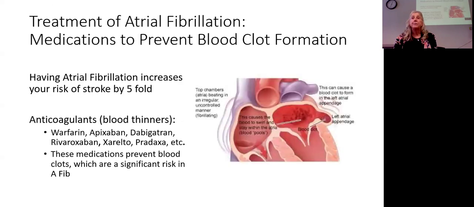So treatment of atrial fibrillation, we've talked about controlling the rhythm. We talked about controlling the rate. Now we're going to talk about controlling clot formation. Having atrial fibrillation increases your risk of stroke by 5-fold. So you're 5 times more likely to have a stroke if you're in atrial fibrillation. Unless you have reasons you can't be on them, they will try to put you on blood thinners or anticoagulants. These medications prevent blood clots, which are the significant risk factor in atrial fib and for stroke.